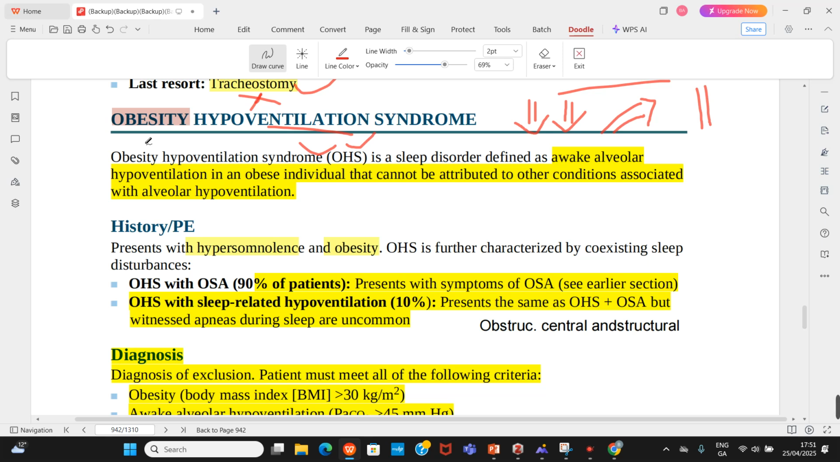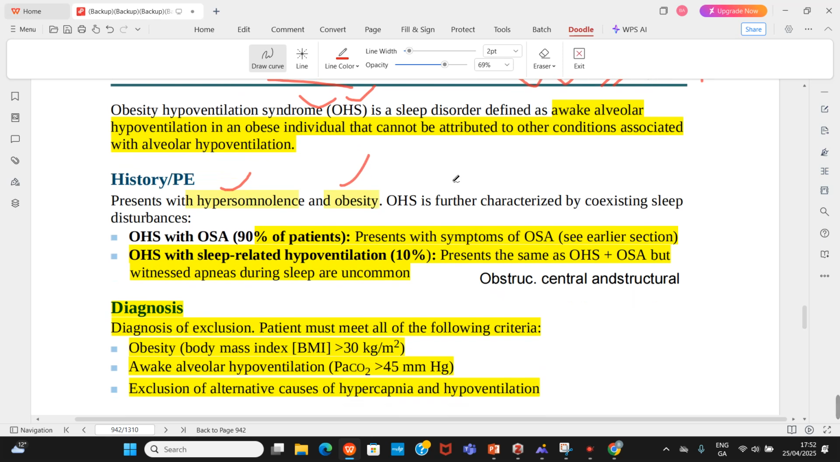Because they don't get good sleep, when they wake up in the morning, they are hypersomnolent, just like in OSA. Of course, there's going to be obesity. How do you make your diagnosis? First, there are some associations. People that develop obesity hypoventilation syndrome, most of them will have developed obstructive sleep apnea with it. So 90% of patients with OHS will have had OSA.